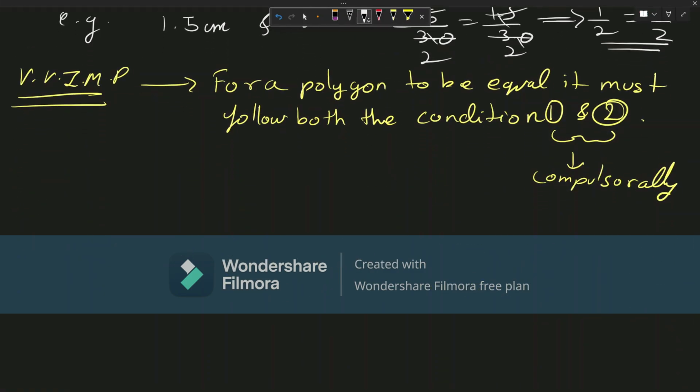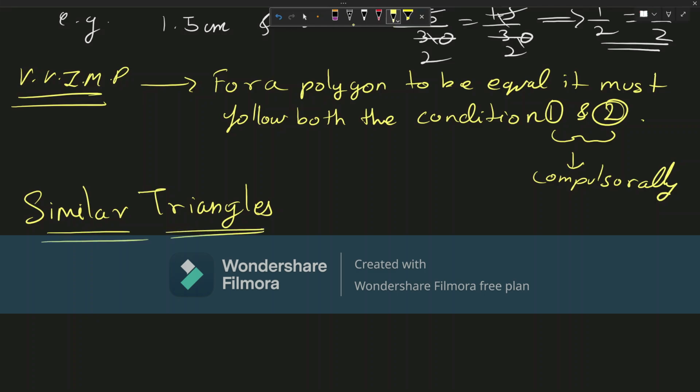Now let's talk about triangles. Triangles is the main thing that we are talking about because the chapter's name is triangles. Similar triangles. Now let me tell you, similar triangles is more important than similar polygons because the name of the chapter is triangles. So obviously they will ask more questions on triangles than polygons. That's why it is very important.